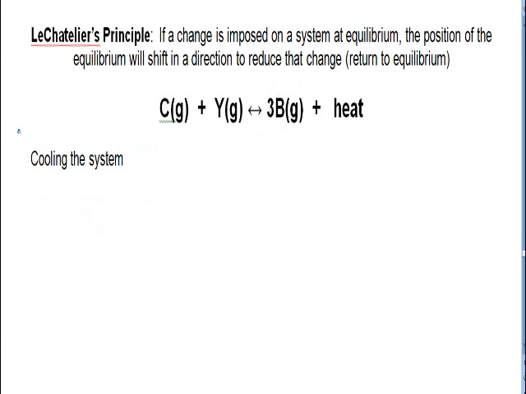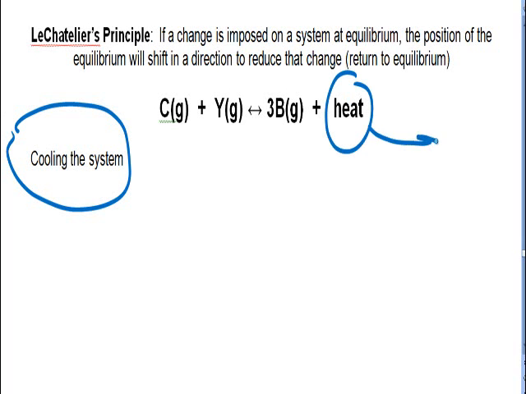In our next example, what we're going to do to stress the system is cool it. Now the system's at equilibrium and we come along and we're going to cool it, which throws the system out of whack so it's no longer at equilibrium. The reaction is going to respond to try to return to a state of equilibrium. Now by cooling the system, essentially what we're doing is taking the heat and we're removing the heat. The reaction is going to respond to try to generate heat to replace the heat that was removed.